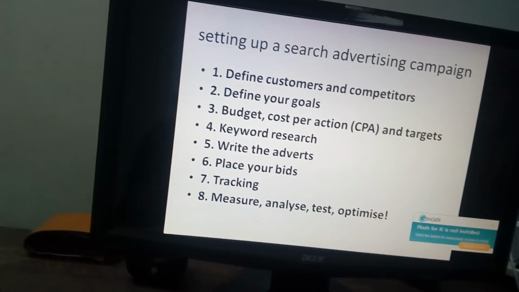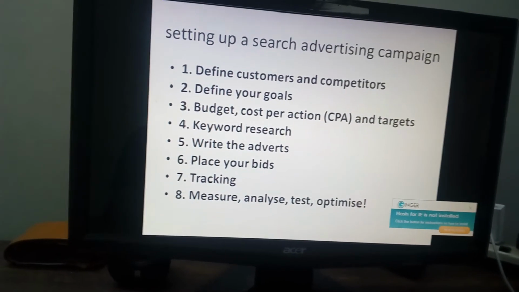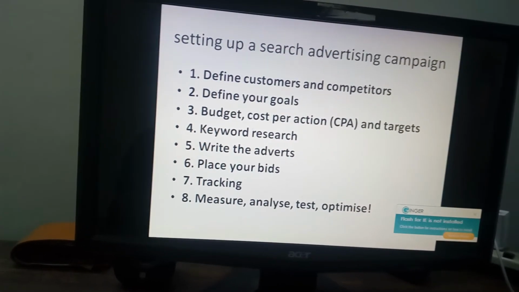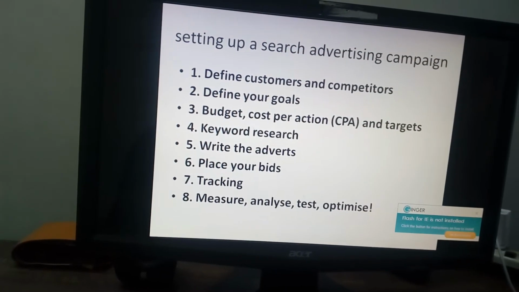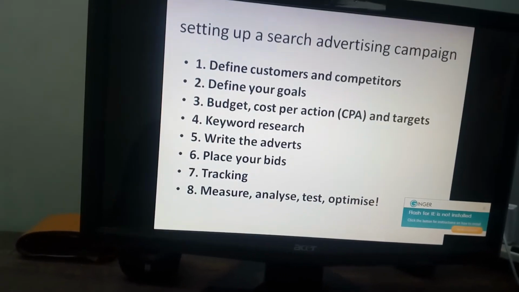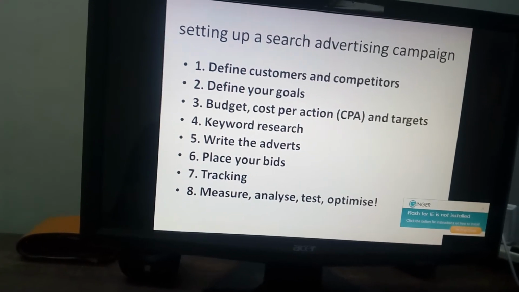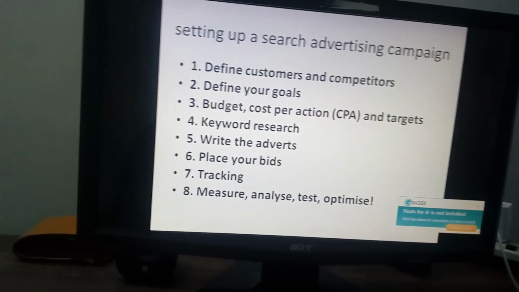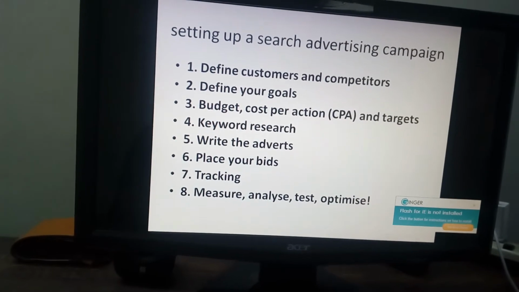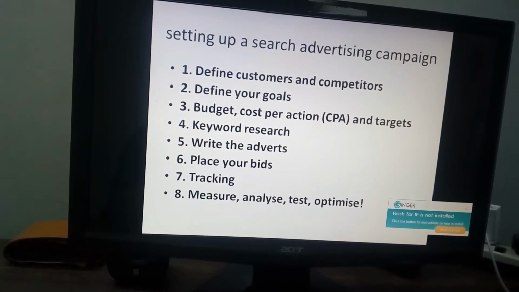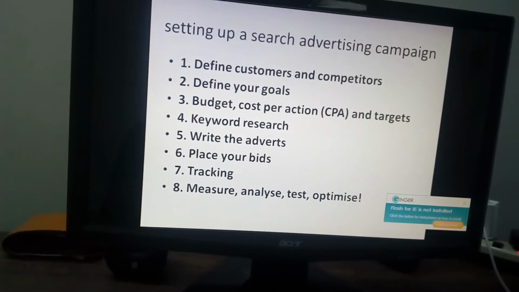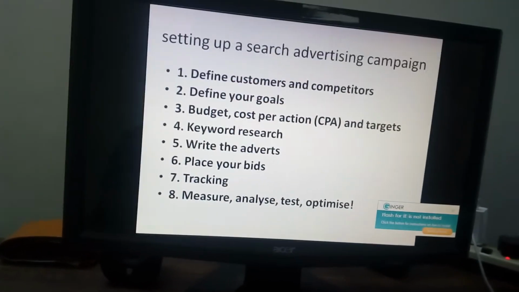Next, budget, cost per action and targets. So, preparing the budget for the advertisement. Keyword search. Keyword search and content writing are very, very important for the advertisement, because they increase the traffic and conversion rate. Next, write the advertisement, place your bids. Mostly the lower bids are selected by people. Finally, tracking. After tracking the result, the conversion rate is identified. Measure and analyze the conversion rate. Is it at the expected level or not? If it is at a lower level, we review our advertisement and make some changes, again going back to the first step.